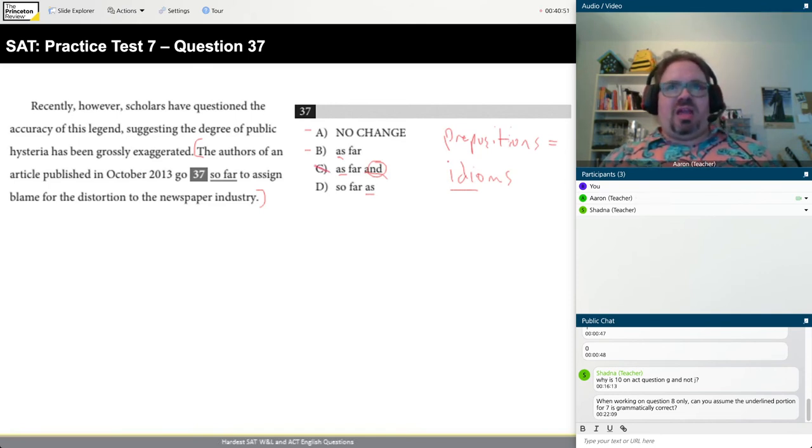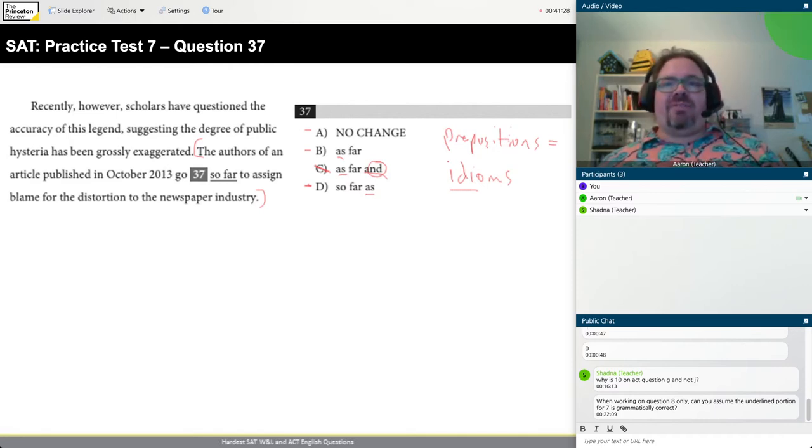There doesn't seem to be a reason to include that. And so C, most of you probably recognize that, even if you don't know what the idiom is supposed to be here, it's not supposed to be C. So even if you don't know the idiom, if you have the time to invest, you can do what I'm doing, see whether it fits in the sentence, and eliminate it if it doesn't. And D, the authors of an article published in October 2013 go so far as to assign blame for the distortion of the public newspaper industry. Okay. It includes both my so and my as, and they both seem okay, and there we go.